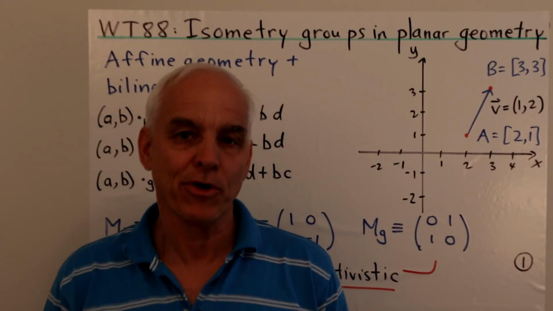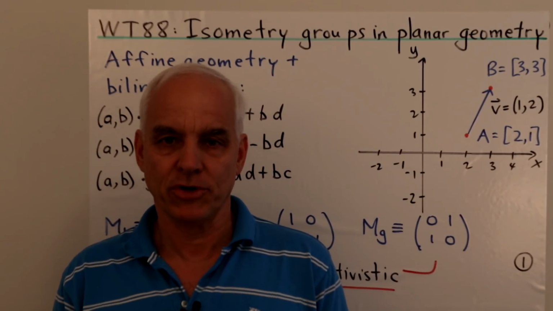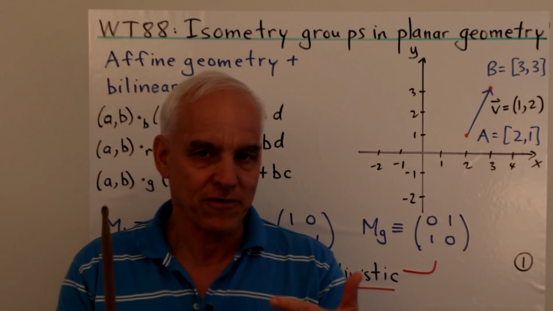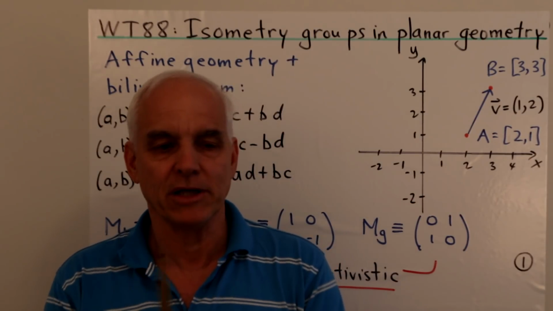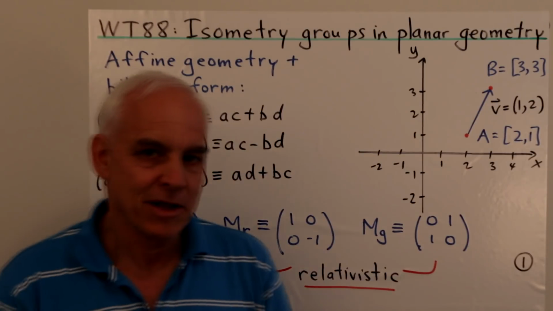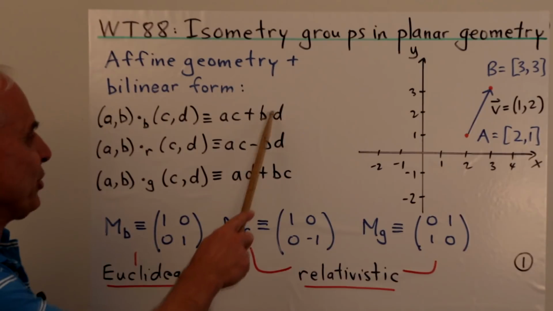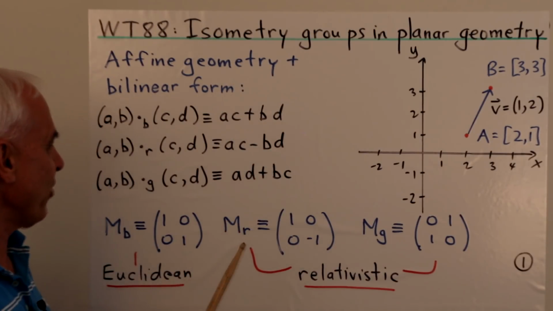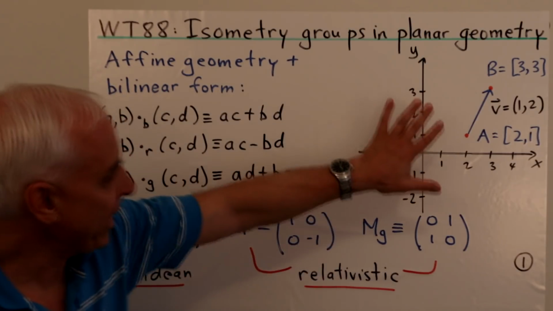Hi, I'm J Wildberger, and today we're looking at isometry groups of planar geometry in the context of a general dot product or inner product or symmetric bilinear form. And we're concentrating on our three familiar inner products coming from chromogeometry: the blue dot product, the red dot product, the green dot product. So let me just quickly remind you, we're in the plane.